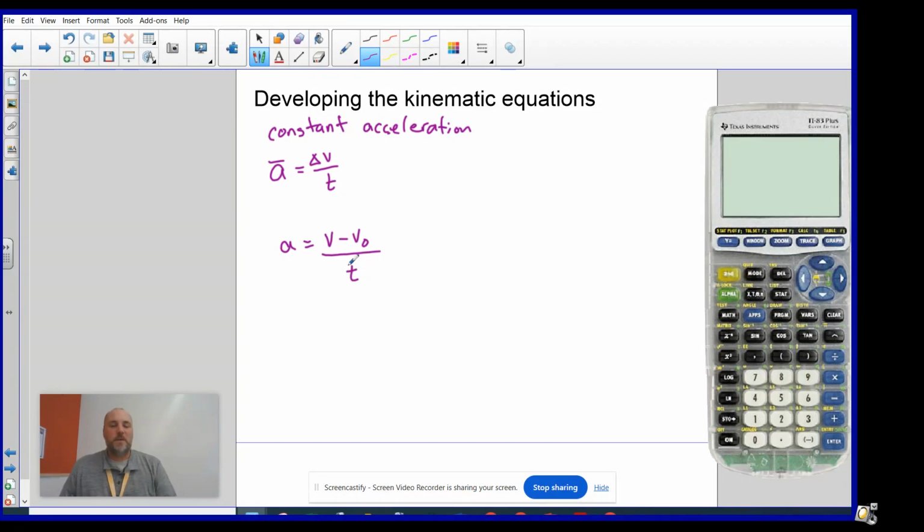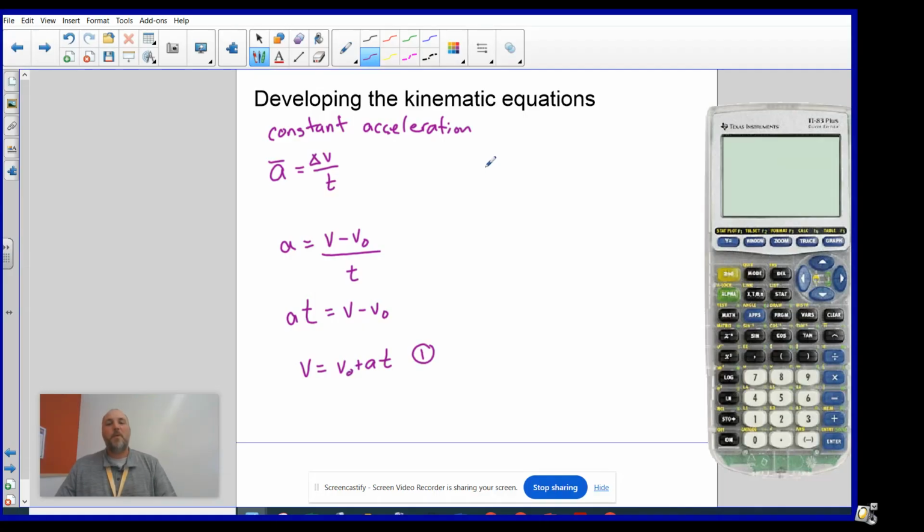And the last thing I'm going to do here is go ahead and rearrange, so getting time off the bottom. By multiplying both sides by t, I can see that acceleration times time is equal to v final minus v initial. The last thing we'll do is move that v initial over to the other side so that you've solved for just v final. So that would look like v final is equal to v initial plus at. And that's what's referred to as the first kinematic equation. So it describes how we could find the final velocity if we know the acceleration, time, and initial velocity.